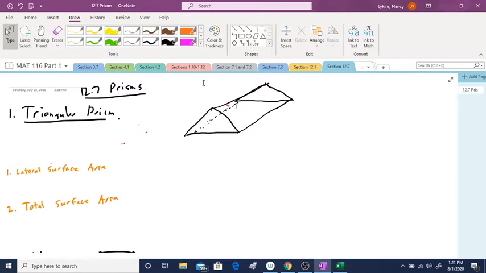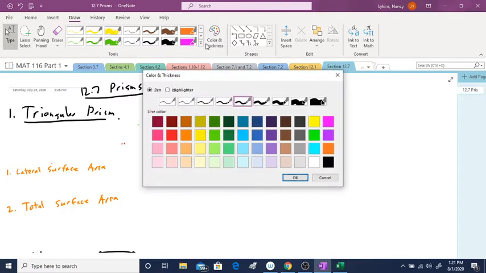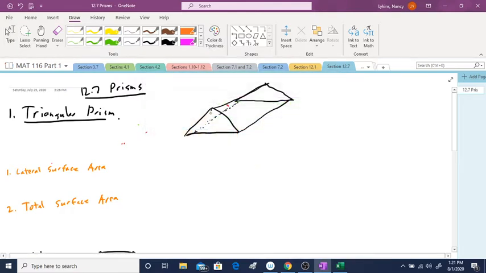So first, I need to talk about triangular prisms. Now, I know this is hard to draw. You basically have to connect two triangles together, okay? Now, there's a couple of terms I want to talk about. One is, I'm going to try to color code this. The reason why we call this a triangular prism is because I've got two triangular, what we call bases. So you've got two triangles that are bases.